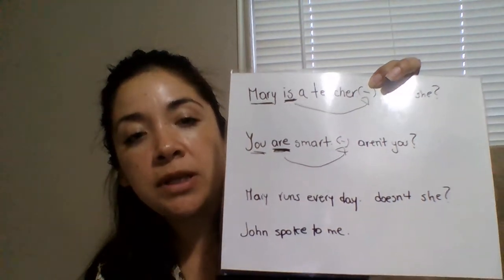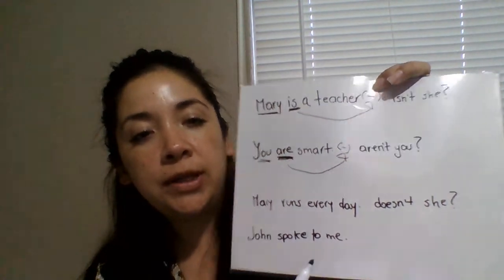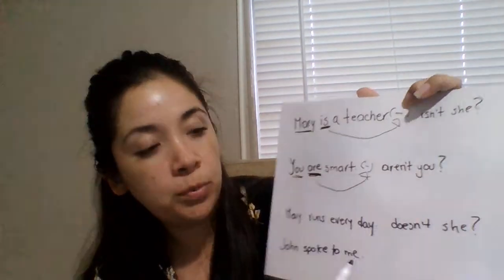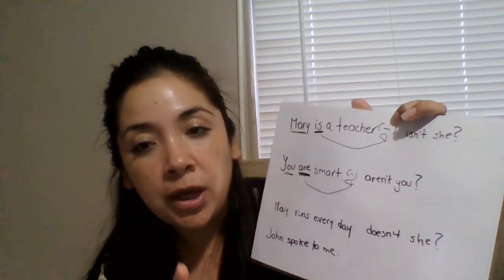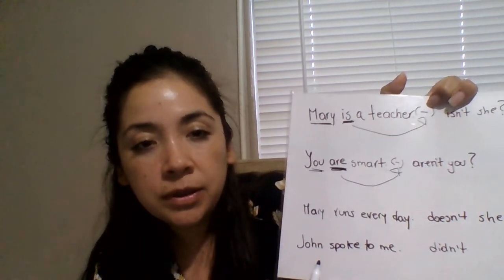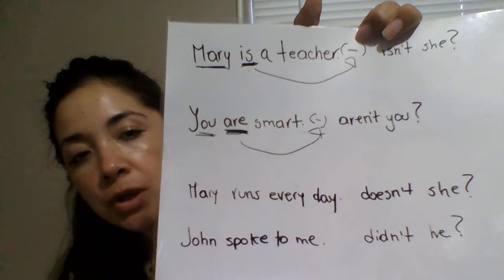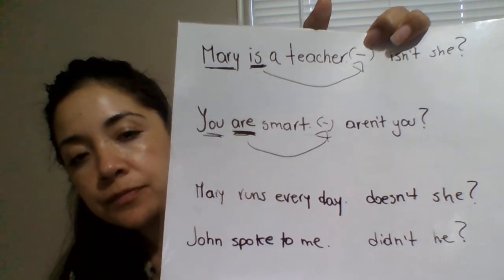Okay, so what's the auxiliary? Did. Okay, so that's what I'm going to be using for the tag question. But don't forget that we have to use it in negative. So it will be didn't. And we are talking about John. So what will be the subject? He. Didn't he? So take a look. John spoke to me. Didn't he?